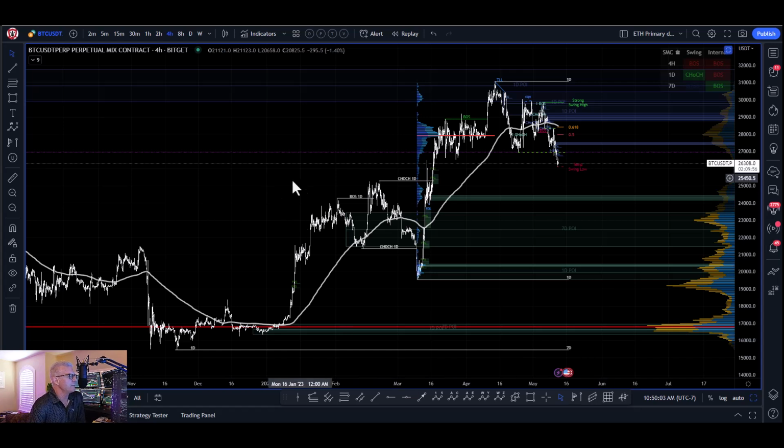So as we sit here looking at Bitcoin, this is the perpetual mix contract off BitGet, right? You guys know BitGet is our sponsor, so the majority of the time we'll do any analysis off of BitGet. I thought we'd look at the perpetual mix here and kind of make that distinction between spot and what we'd be trading here in the futures.